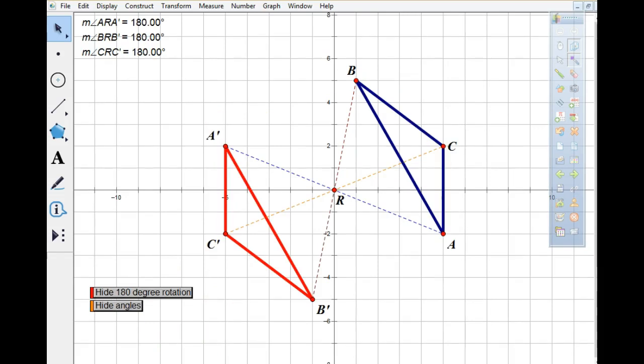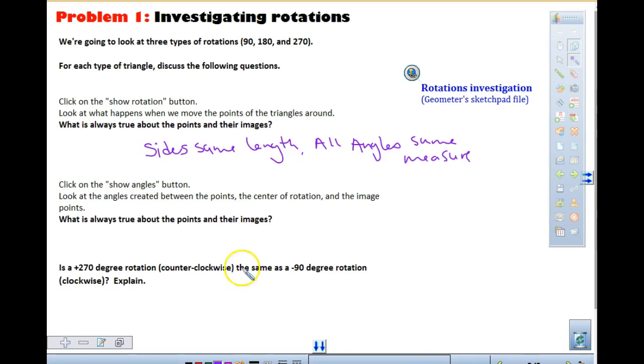So as we are looking at our assignments, what's going to be really important is looking at how we get these points. If we click on what we know about the points and their images, they are going to be the same, or we can call them congruent, same length or equal length. And we are also going to have equal angles. So equal length and equal angles. So the picture does not change, okay?